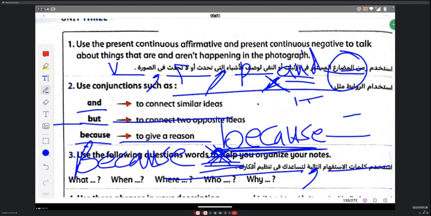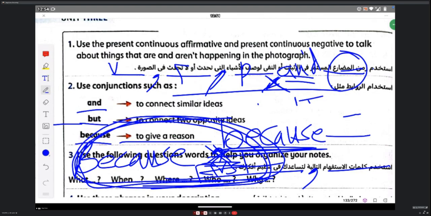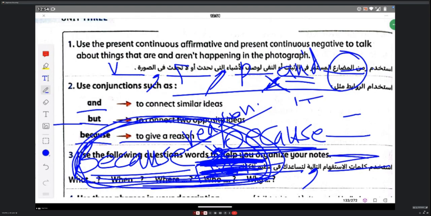Because the first action comes directly after because. We said the because clause, يعني شبه جملة because, شبه جملة because اللي هي الفيرست اكشن الفيرست ايفنت الريزون الريزون. So the first action comes here, the second action comes here.